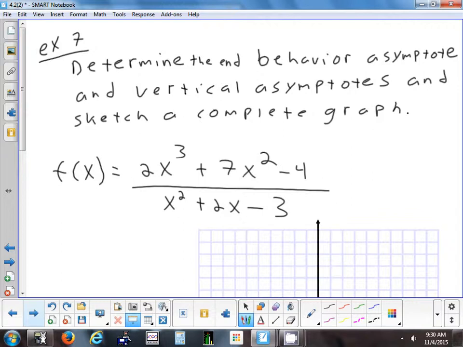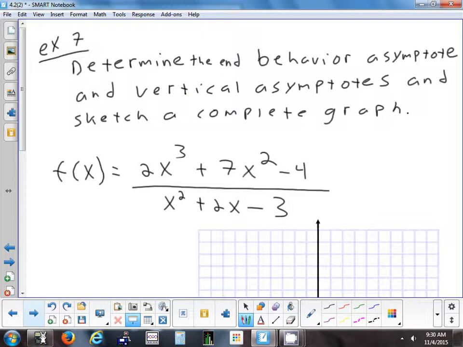All right, so let's try to sketch this one. Can we use synthetic division to find the end behavior asymptote? No. The bottom is not x plus or minus a number, so you have to use long division.